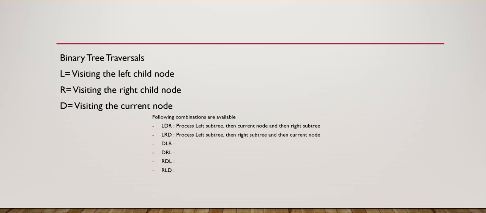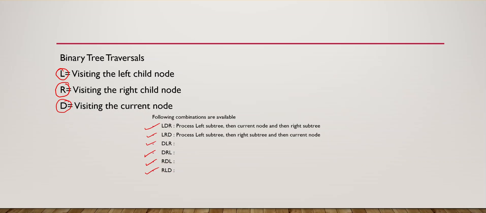How do we do binary tree traversal? There are a few terminologies which I would like to introduce to you. When we want to visit a left child, we represent it with L. When we want to visit a right child, we represent it with R. Visiting the current node is represented with D. So we have these 6 combinations: LDR, LRD, DLR, DRL, RDL and RLD.